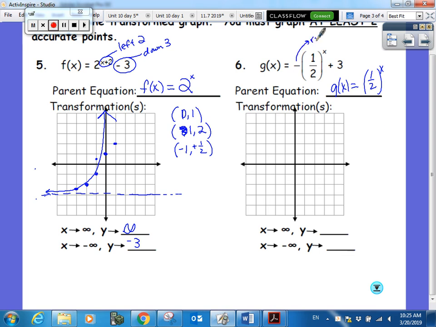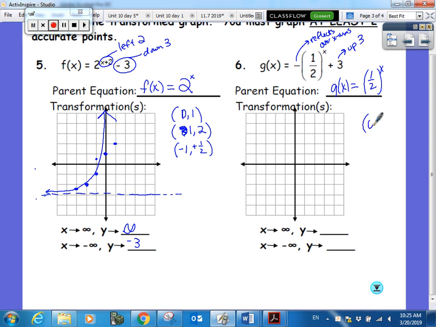This reflects over the x-axis, and this moves it up 3. Now that is very important that you follow the correct order. The first one, left and down, down and left, you're going to end up at the same place. But if I reflect and then move up 3 versus up 3 and then reflect, those are two completely different places. So you have to reflect over the x-axis before you move it up 3.